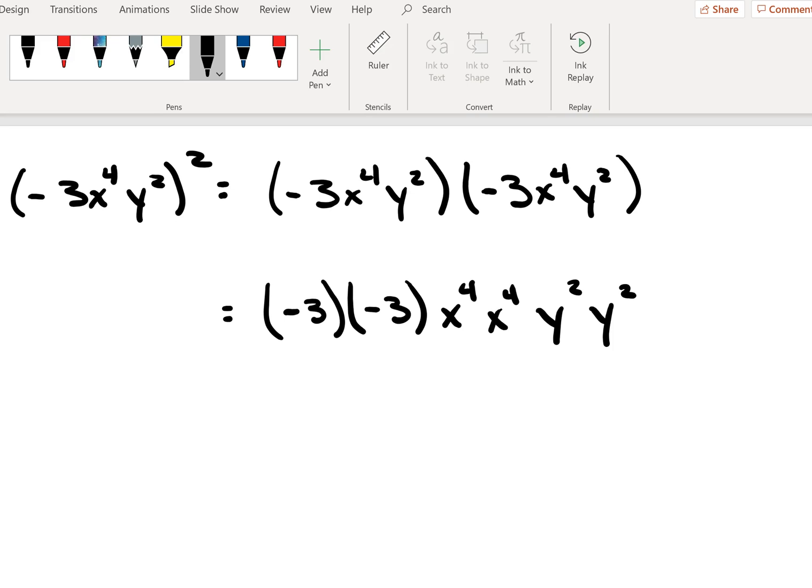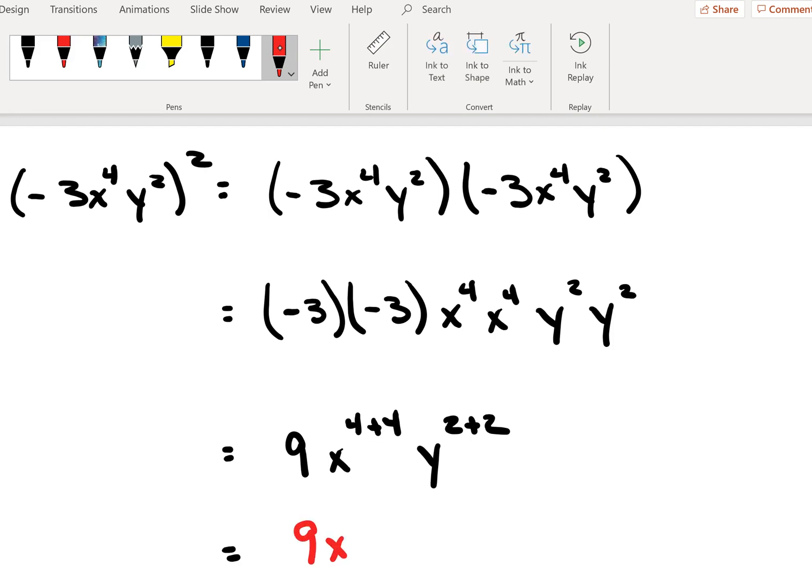When we have like bases multiplied together, what we find is that we can add the exponents. Now, the coefficients on the front, we go ahead and multiply together. -3 times -3, that gives us 9. Negative times negative gives you a positive. X to the 4th times x to the 4th gives you x to the 4 plus 4. And y squared times y squared gives you y to the 2 plus 2. And we end up with our answer, 9x to the 8th, y to the 4th power.